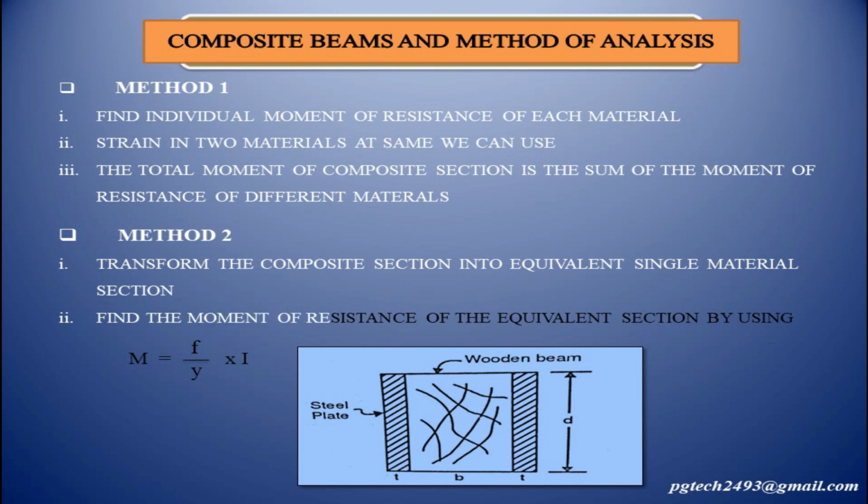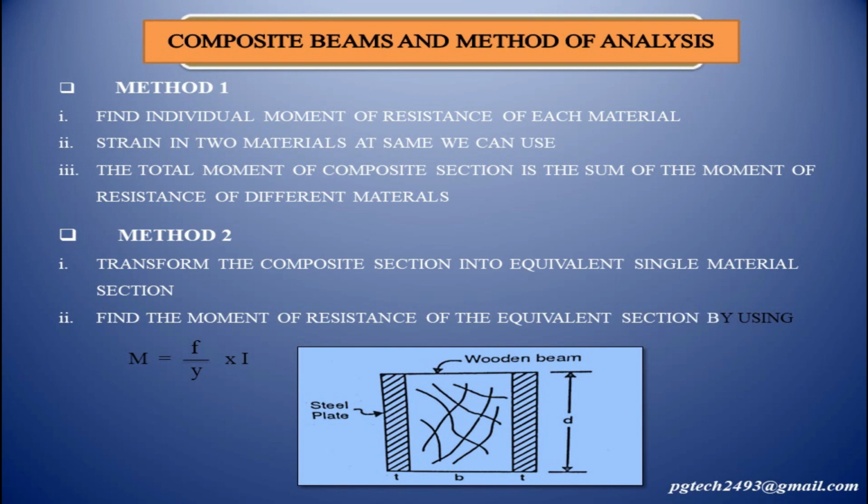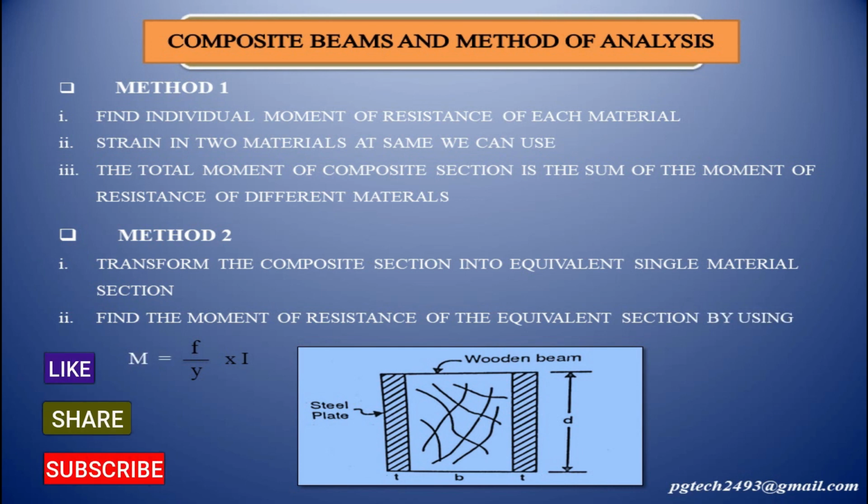Find the moment of resistance of the equivalent section by using M is equal to F by Y into I, where I is the moment of inertia of the equivalent section, F is the stress in any layer located at a distance y from the neutral axis. The moment of resistance of the equivalent section is the moment of resistance of the composite section.